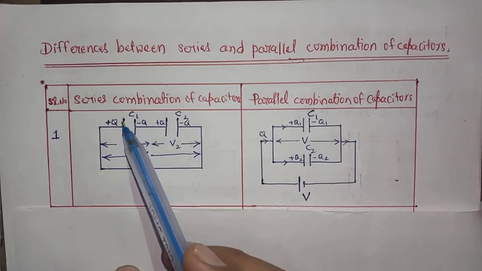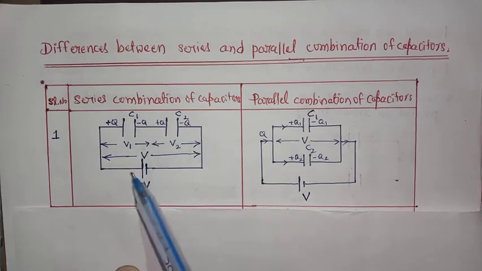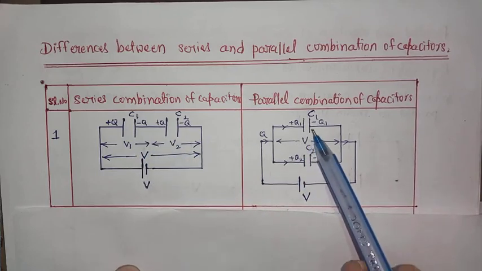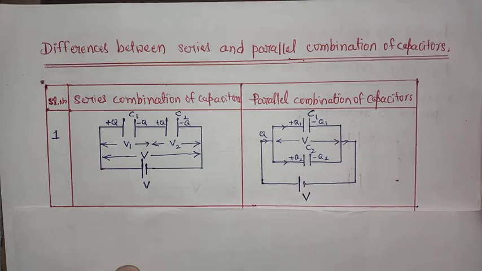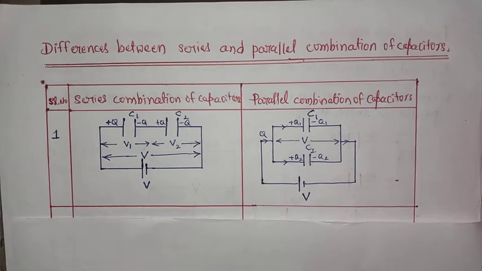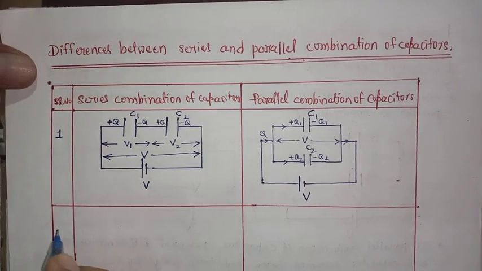Charge on the capacitor here is the same, and potential difference across the combination divides. Here potential difference remains the same, charge divides. These points we will continue now. So the second difference we will note down.